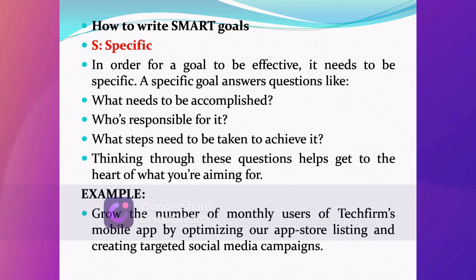So here we are very specific about what we are trying to do: grow the number of users. What we need to accomplish is important. Who is going to do that task? You have to delegate and assign the responsibility. Then what needs to be taken to achieve it? What efforts are required? What different steps have to be followed to reach the number of monthly users? When you have clarity about all these questions, it helps you get to the heart of what you are aiming for. So you have to be specific in writing your goals. If you write your goals with specificity, you are able to complete the task easily.